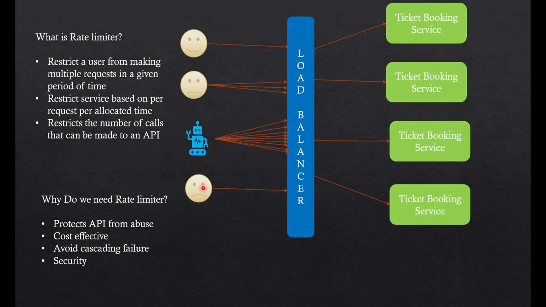In the meanwhile, if some other user wants to book a particular seat which was held by the bot, they will have a bad experience on our website. That is why we need a rate limiter, which will help our application protect itself from the abuse of bots or from an attack like DDoS. That is one reason. Then it is cost effective, avoids cascading failure, and is for security purposes also. If you want to know details about all these things, just check out the video on rate limiter.